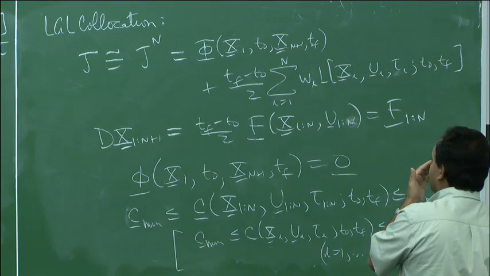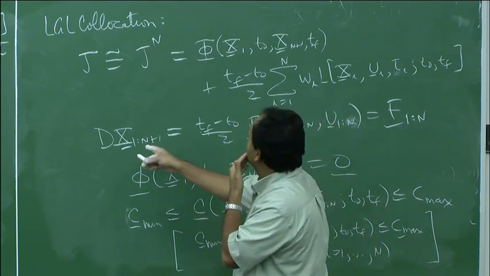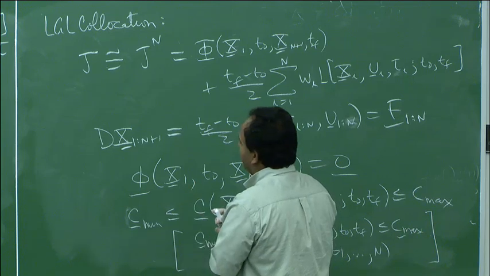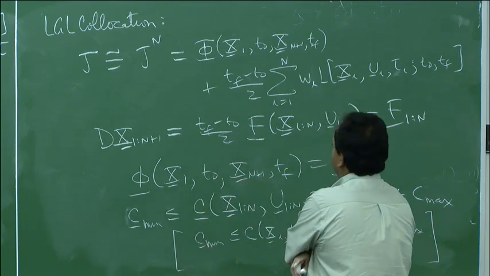The difference with Gauss, of course, is that in addition to having this equation here, which defines the discretization of the dynamics, you also have the quadrature equation. In the case of Lobatto, you get something that looks almost exactly the same as Radau.